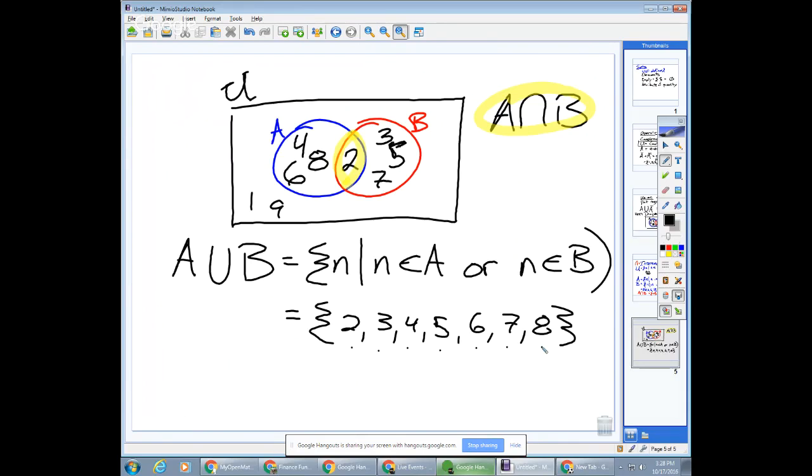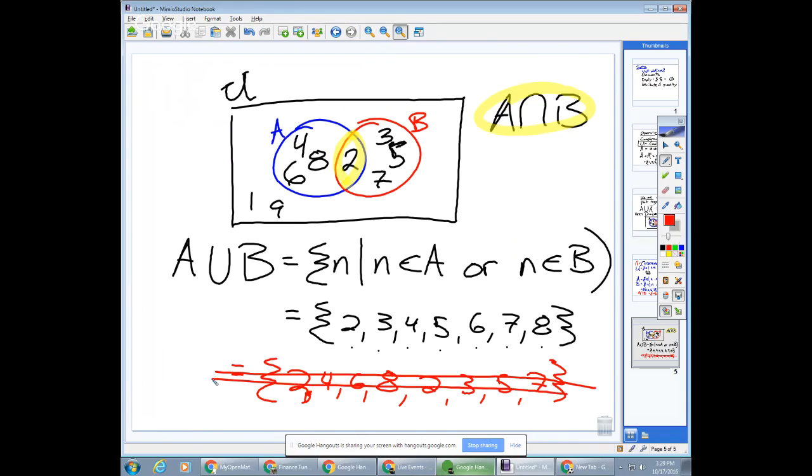It would be inappropriate to list all the elements of A, 4, 6, 8, and then list all the elements of B, 2, 3, 5, 7, and say that's the union. Again, what's wrong with what I just wrote? I wrote 2 twice. 2 is the same thing. It doesn't make any sense to write it twice. So that would be an inappropriate way. Unless you went back in and erased the 2, that would be okay.